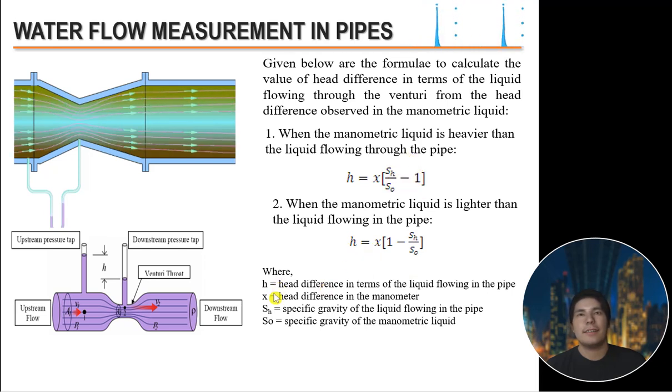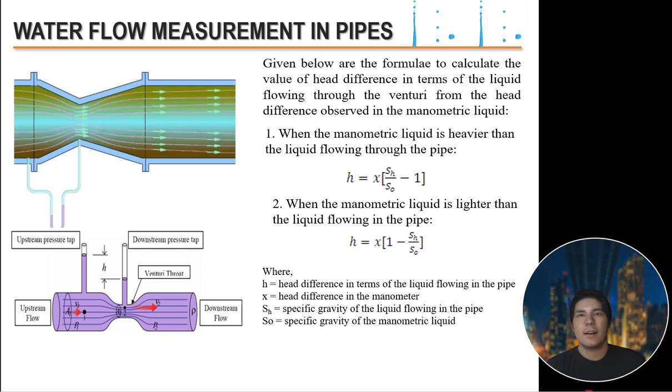So the H here is the head difference in terms of the liquid flowing in the pipe, while our X is the head difference in the manometer. And then SH is the specific gravity of the liquid flowing in the pipe, and SO is the specific gravity of the manometric liquid. Okay?